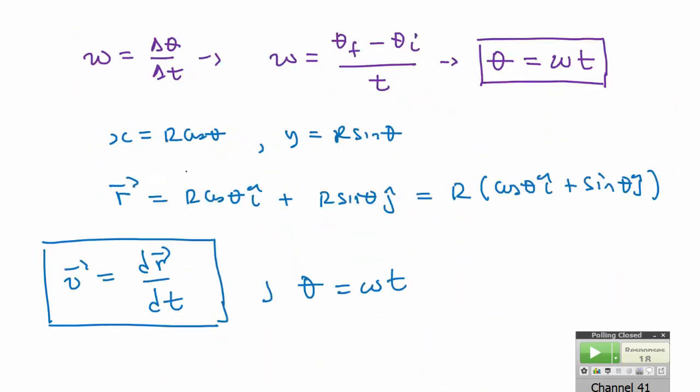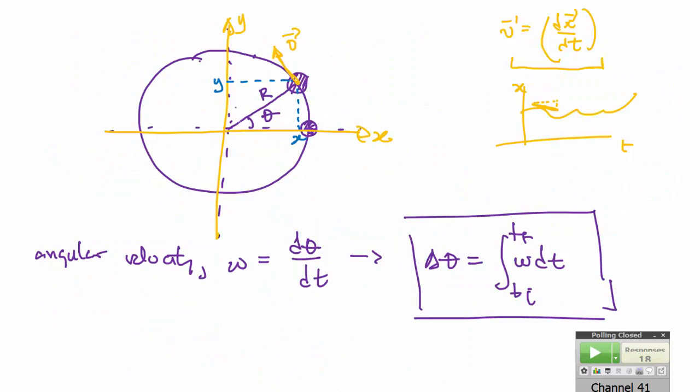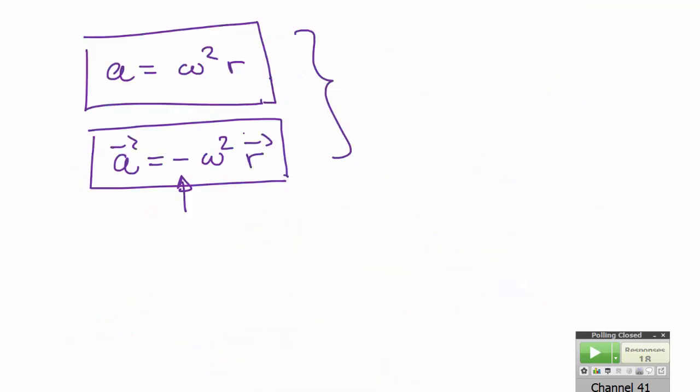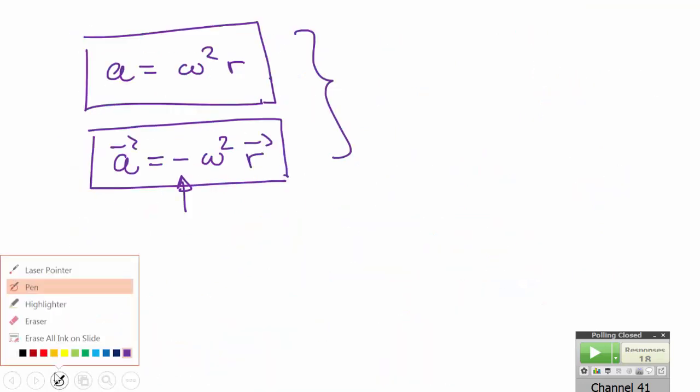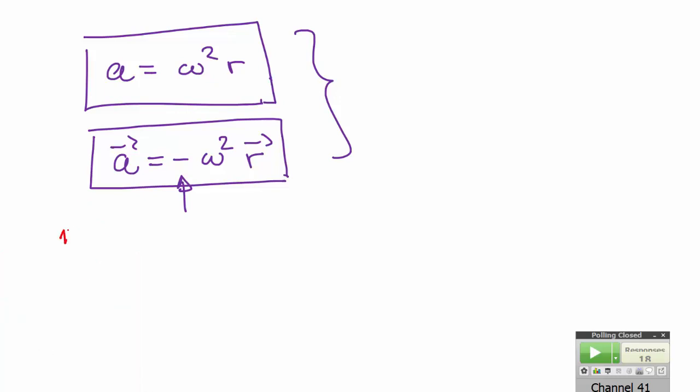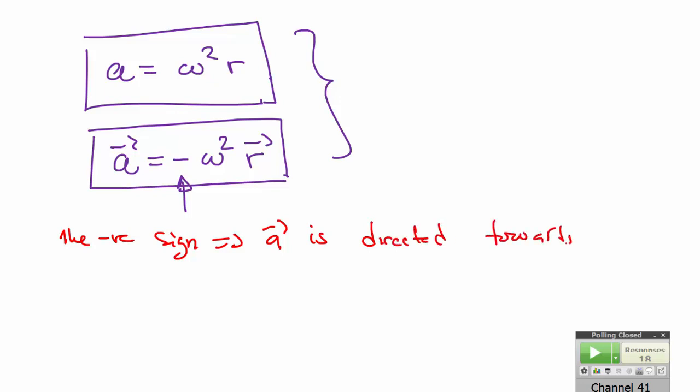Look up here, everybody. Please look up. Remember, the position vector is positive when it's pointing away from the circle. So being negative, it means that the centripetal acceleration is directed towards the center. Do you understand that? So write that down. The negative sign basically means a is directed towards the center.